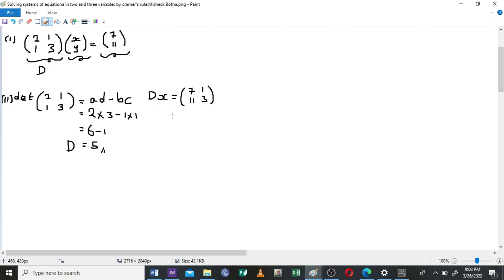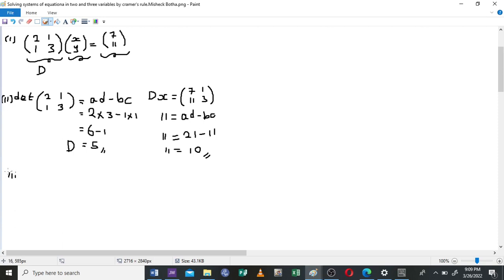Now we need to find the determinant of this matrix, which means we have AD minus BC, right? So we still have Dx this side. So it's the determinant of matrix Dx. That's what we are calculating here. So if we do that, we are going to have 21 minus 11. Now the determinant of matrix Dx, if you substitute here, we are just going to get 10, right? Good.